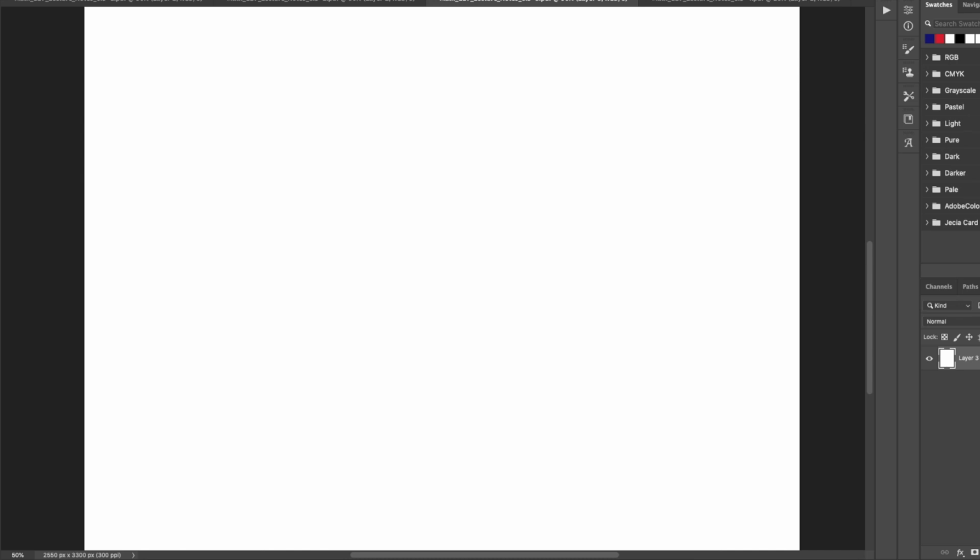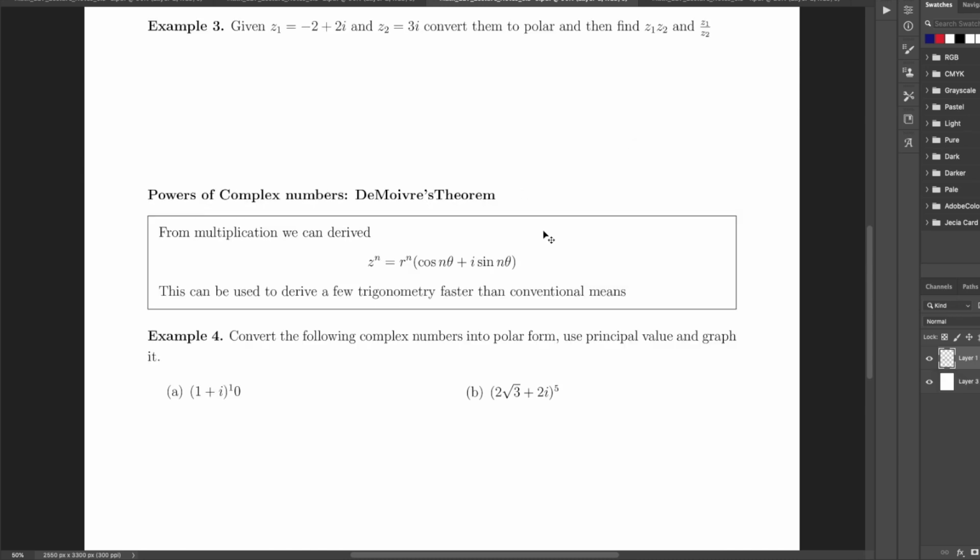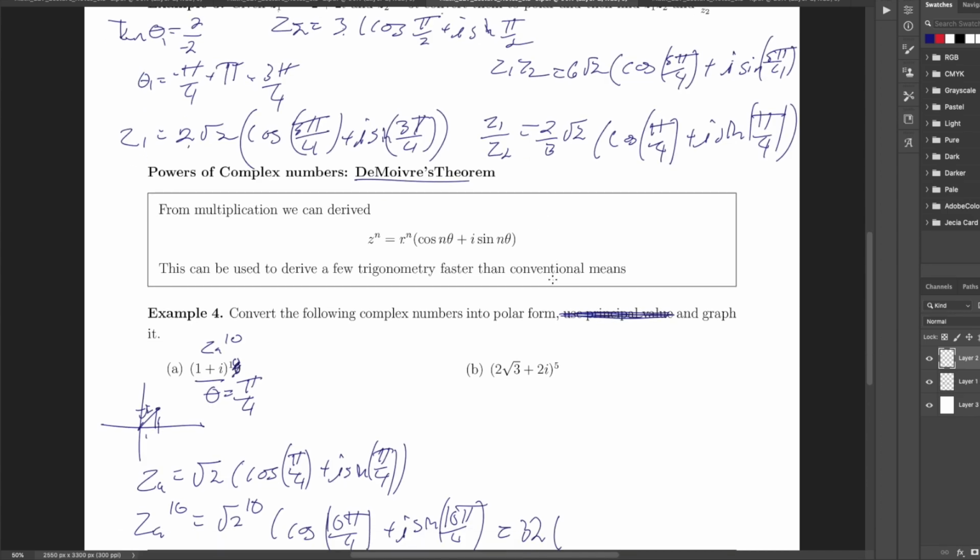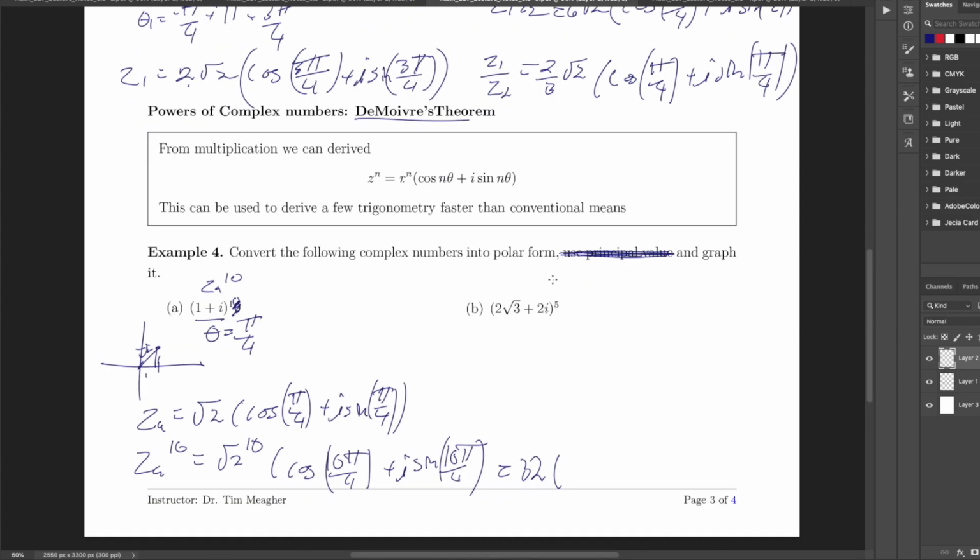All right. Then we can have cosine of 10 pi over 4, but notice cosine of 10 pi over 4 is the same. Oops, hold on, I lost everything. Why did I lose everything? There we go. I accidentally deleted everything.